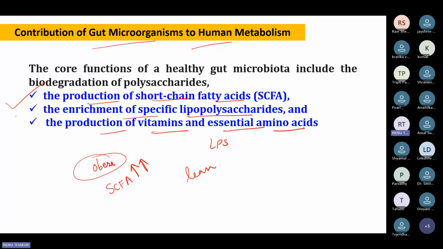I have also mentioned this earlier, the biodegradation of polysaccharides, or you can say any polymer to monomer, and the enrichment of specific lipopolysaccharides, the production of vitamins and essential amino acids, and also to boost the immunity. This is also a role of the microorganism, to consider the microorganism as what? Non-foreign. Don't write foreign.